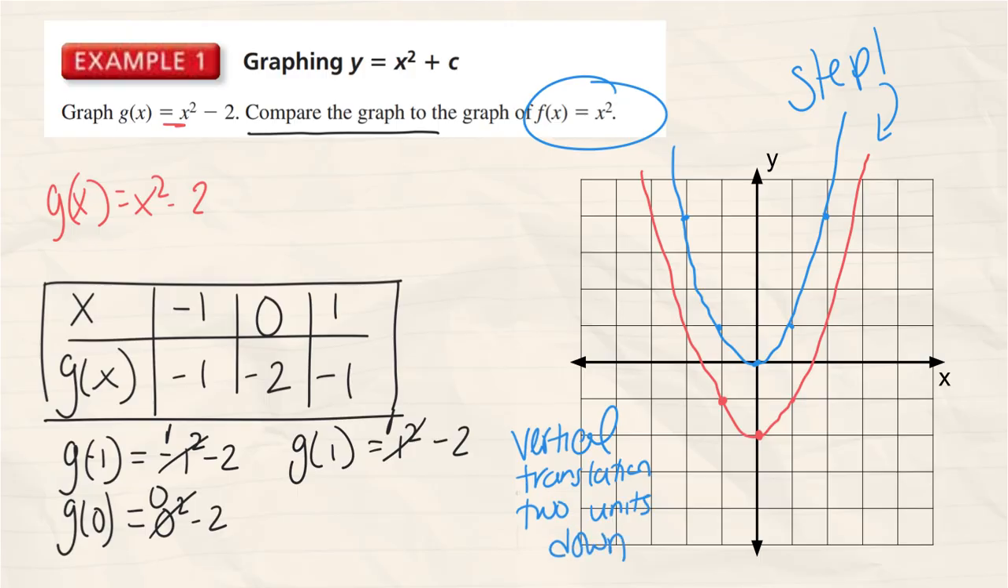What else do I have here? A vertex of 0, negative 2, and an axis of symmetry of x equals 0. So I can see that the vertex from the parent that was 0, 0 is now 2 below, right? So this is for f and this is for g. The vertex is 0, negative 2.